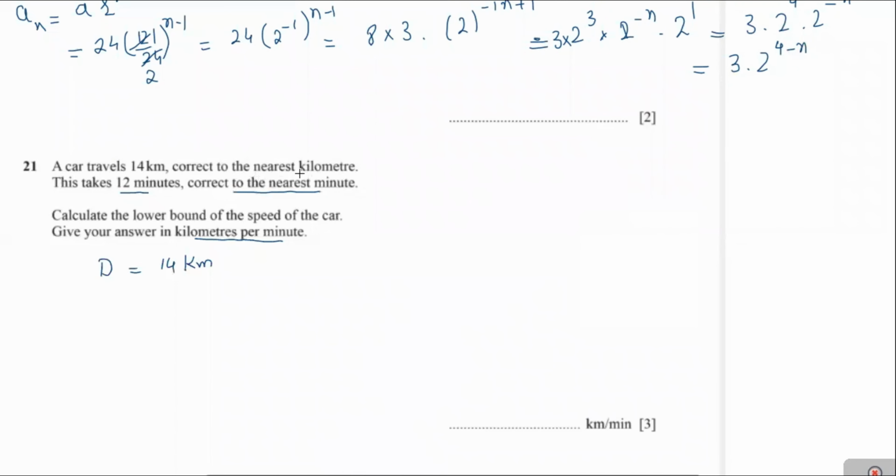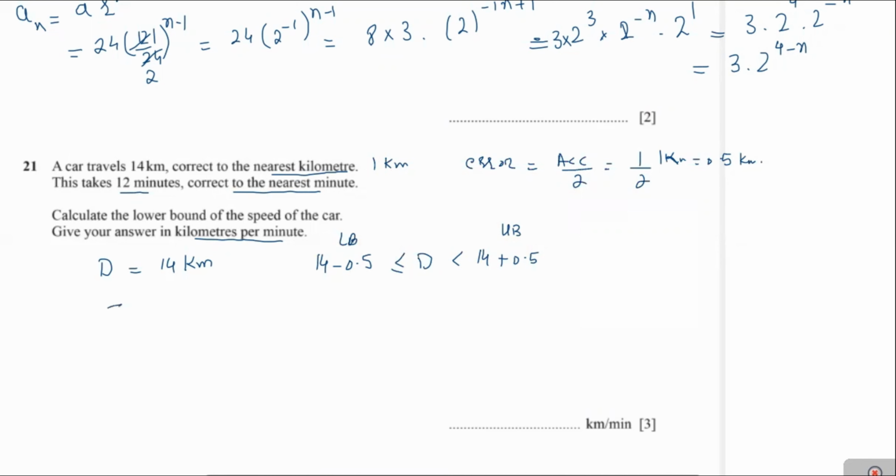Now you see here, this is the accuracy. Nearest kilometer means the accuracy is 1 kilometer. The error will be equal to accuracy divided by 2. Now accuracy is 1 over 2 kilometer, that's equal to 0.5 kilometer. This is the error. Now, therefore, the distance value will be greater than or equal to 14 minus 0.5, and less than or equal to 14 plus 0.5. This is the upper limit, upper bound value, and that is the lower bound value.